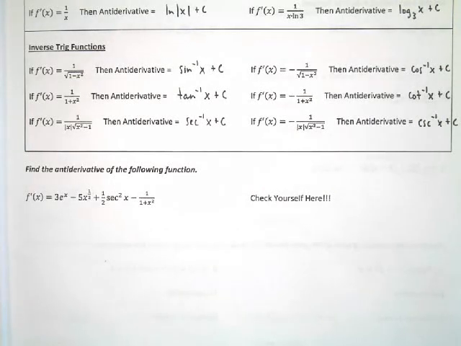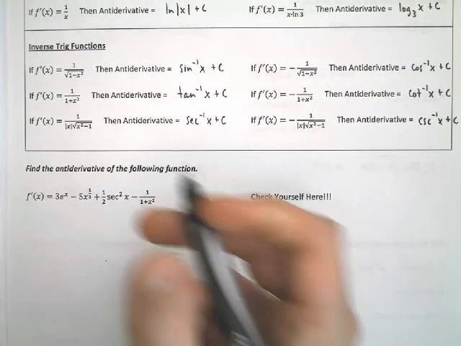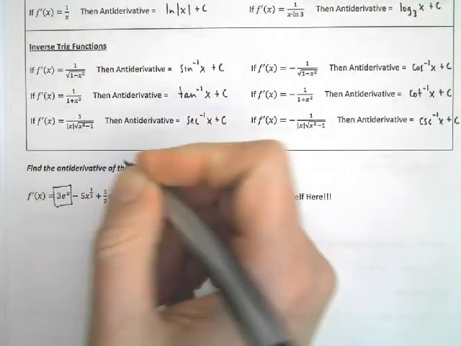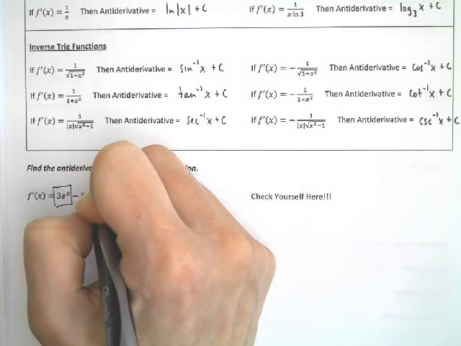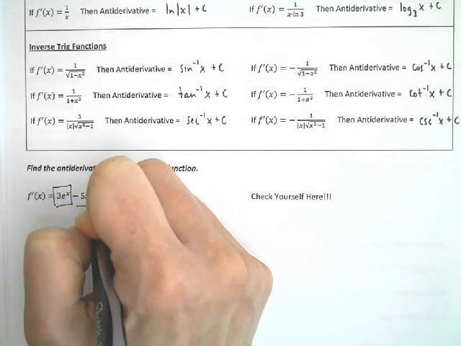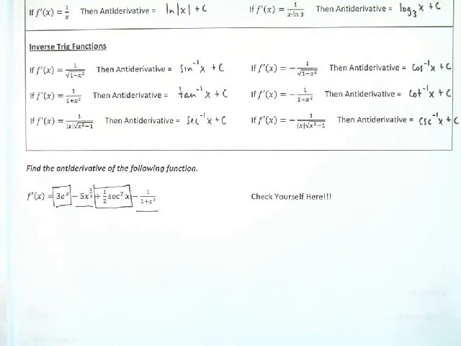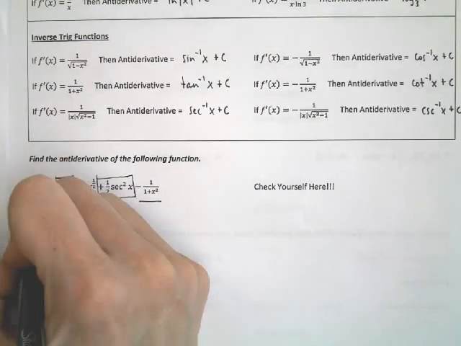All right, so one quick example asks us to find the antiderivative of the following functions. Now, I can see here I've got 4 terms. I've got that guy, I've got this guy, my secant squared x term, and then this term here. So to find the antiderivative, I'm just going to find the antiderivative of each term. So let's go ahead and do this.